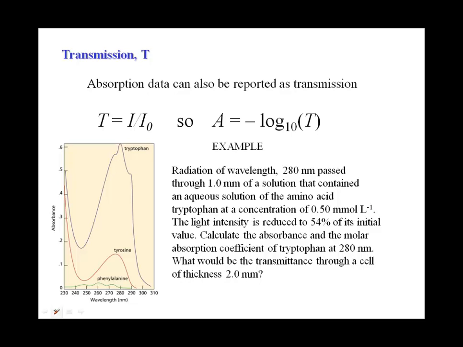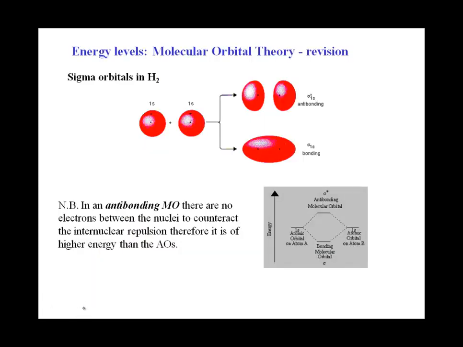UV visible bands are usually due to electronic transitions. To understand the electronic transitions, we're going to have to understand a little more about the electronic structure of the molecules that we're looking at. So you have to know a little about molecular orbital theory. We're going to be talking about molecules, and we need to know a little about molecular orbital theory.